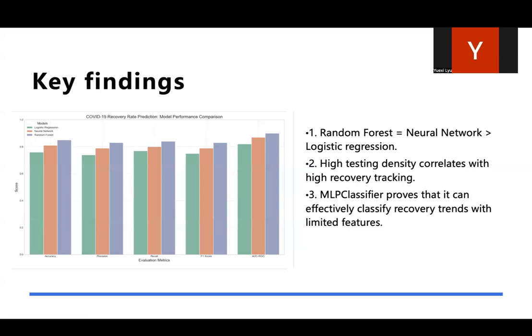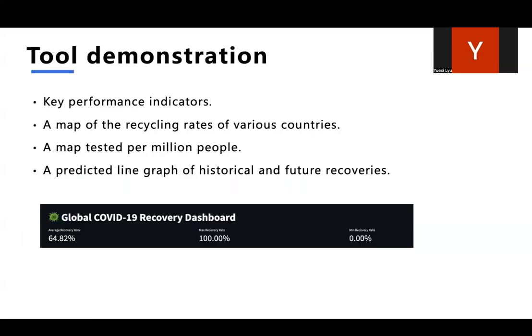In addition, I found that high testing density is associated with high tracking rates. Countries with higher testing densities tend to have more complete and timely cure data, resulting in higher and more accurate cure rates. This can also be reflected in our Streamlit dashboard.